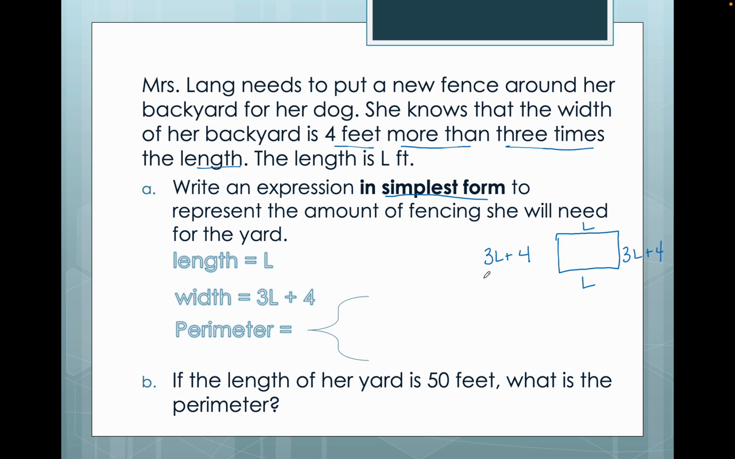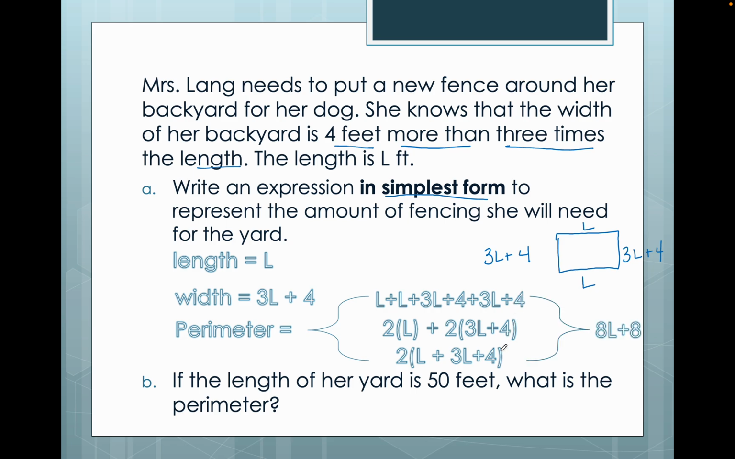So you're going to write this a couple different ways. You can start by simply adding L plus 3L plus 4 plus 3L plus 4. Another way you could write this is to multiply the length L and L times 2 and the widths times 2 and then add them together. Or you could add one length plus one width and then multiply that sum by 2. So these are all perfectly fine ways to start your original expression before putting them into simplest form. All three of these would eventually simplify to 8L plus 8.